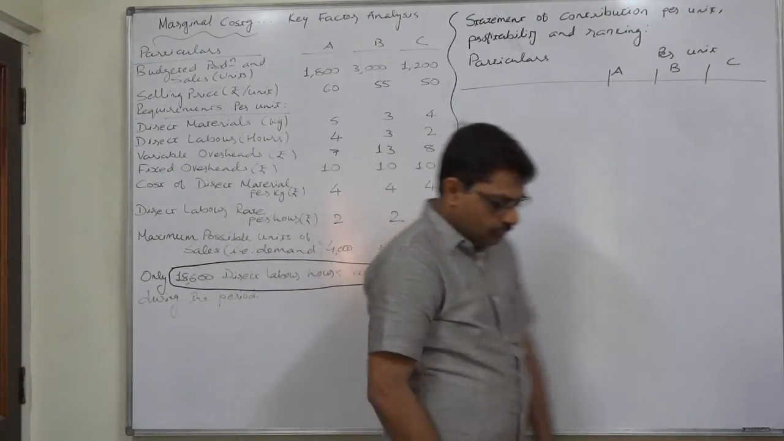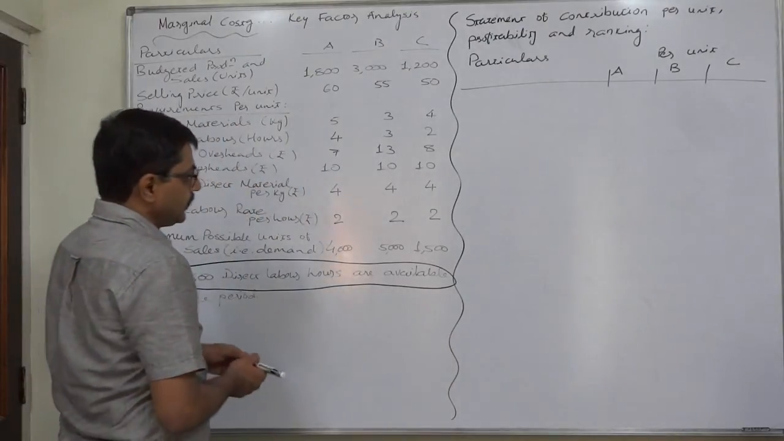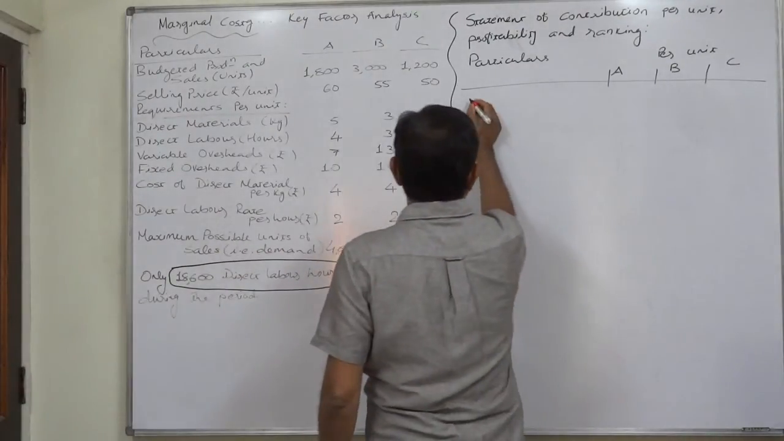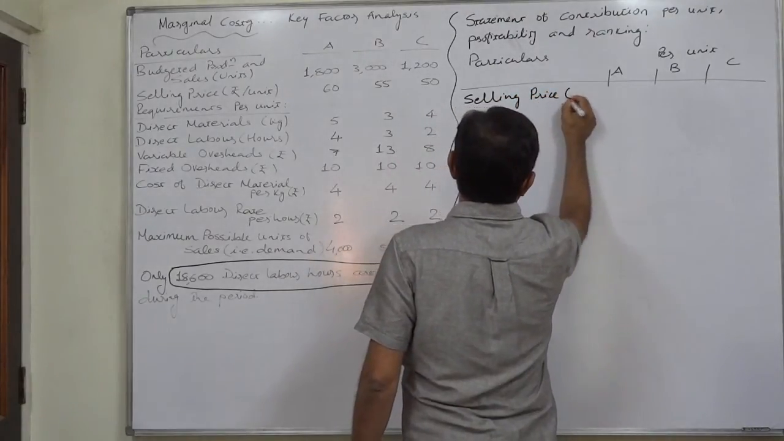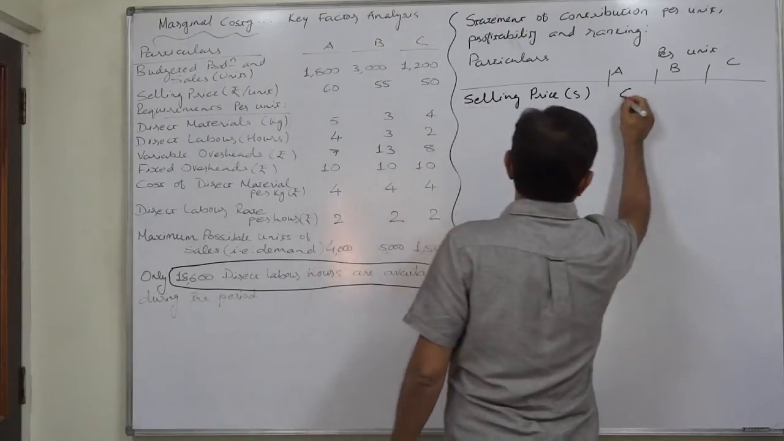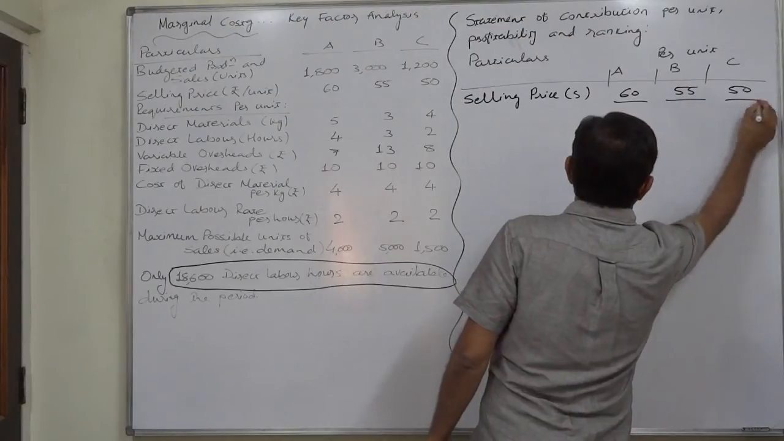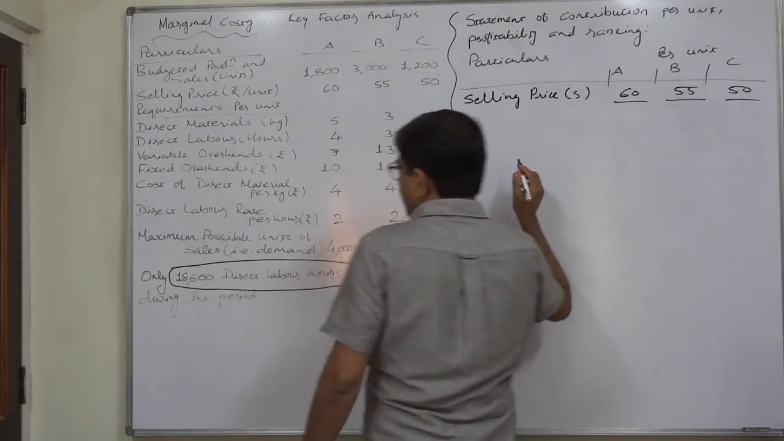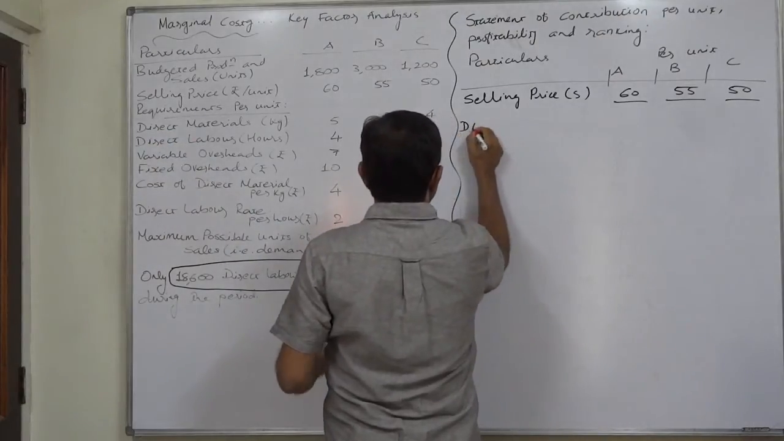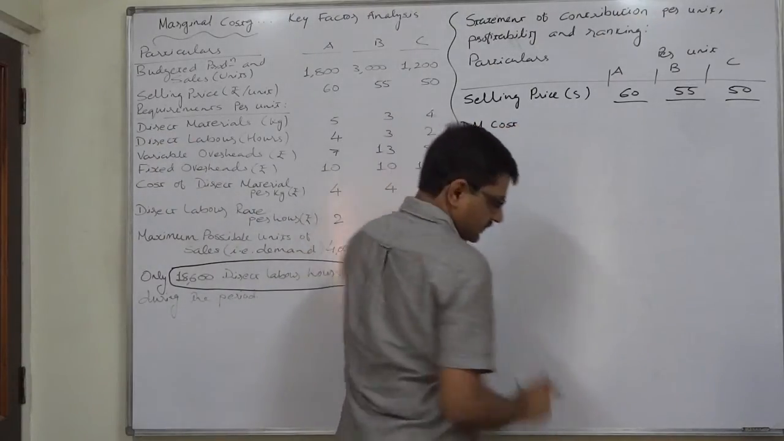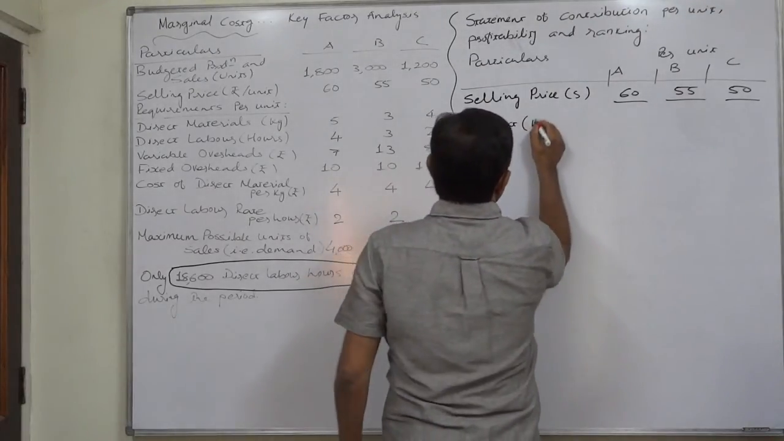But to make all other calculations, first we have to find out the contribution per unit. And what is contribution per unit? It is selling price minus variable cost. Selling price is given to be 60, 55 and 50 respectively. And there are 3-4 items which can be included in the variable cost. First is direct material cost, that is kilograms into rate.